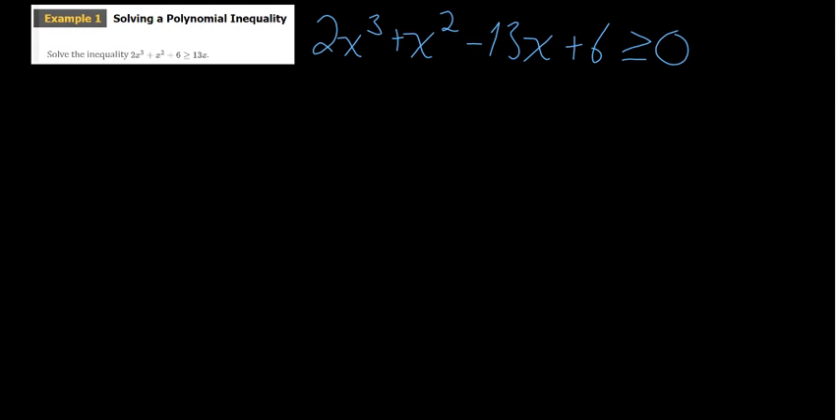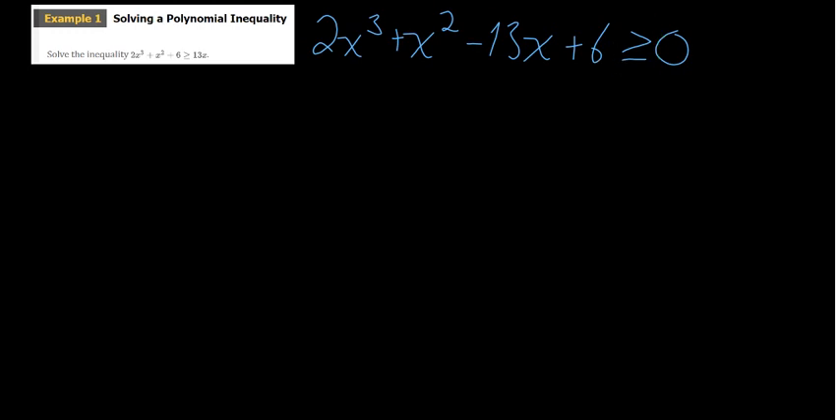So solve the inequality 2x cubed plus x squared plus 6 is greater than or equal to 13x. So we are going to move everything to one side. So we'll have 2x cubed plus x squared minus 13x plus 6, and that is greater than or equal to 0. Keep that in mind, greater than or equal to 0. We're going to be coming back to that.